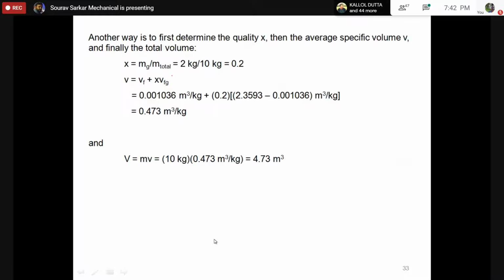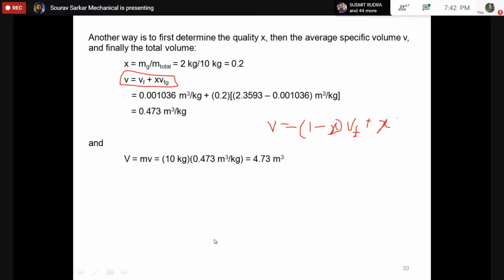Is that true? Yes, sir. How can we write it? So V equals 1 minus X into VF plus X into VG. So this is VF plus, if we take X as common, then in the bracket it will be VG minus VF. So VG minus VF is VFG. So we can write this.